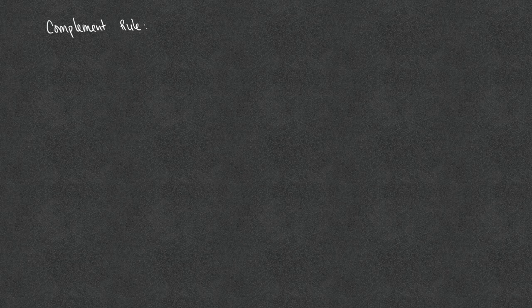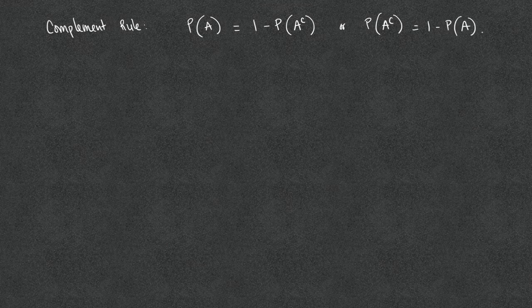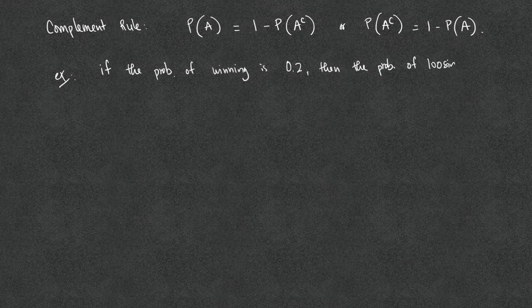We will look at some of the examples of the complement rule, which states that the probability of A is 1 minus the probability of A complement, or the probability of A complement is 1 minus the probability of A. For example, if the probability of winning is 0.2, then the probability of losing is therefore 1 minus 0.2, which is 0.8. In this case, we assume that there are only two events in the sample space.